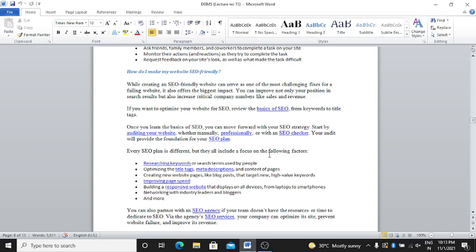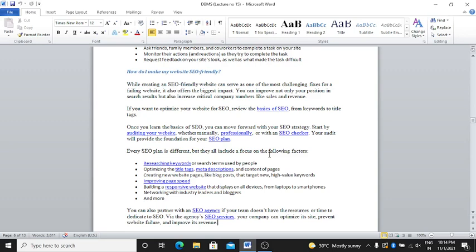You can improve not only your position in search results but also increase critical company numbers like sales and revenue. If you want to optimize your website for SEO, review the basics of SEO, from keywords to title tags. Once you learn the basics of SEO, you can move forward with your SEO strategy. Start by auditing your website, whether manually, professionally, or with an SEO checker. Your audit will provide the foundation for your SEO plan.